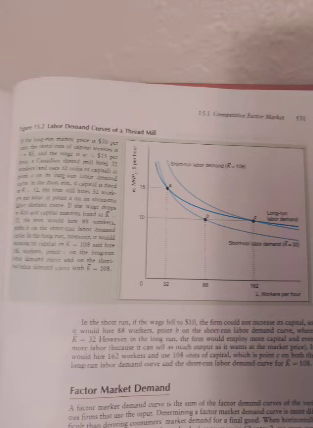Figure 15.2, labor demand curves of a thread mill. Describing the picture, on the vertical axis we have wage, which is the marginal revenue product of labor in terms of dollars per hour. And on the horizontal axis, we have L for workers per hour.